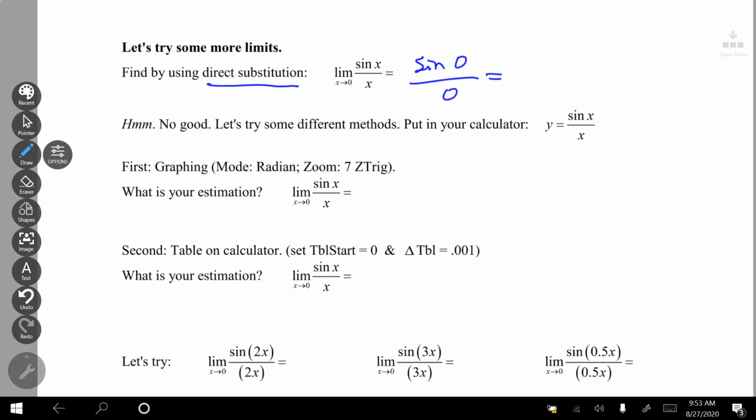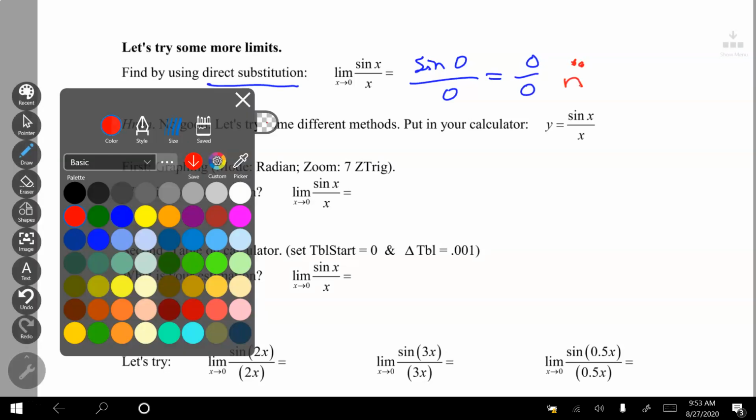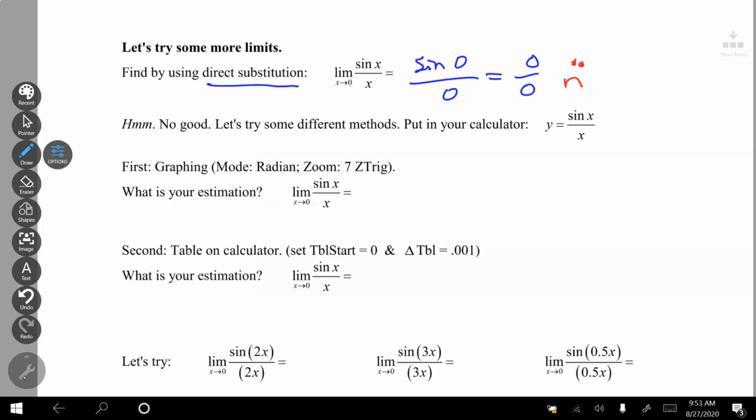And can anybody recall what sine of 0 is? Well, sine is a y value, and when I'm at an angle of 0, that is the point (1, 0), so that is 0 over 0. Oh, darn it. There I go again. Very sad thing. That's no good.